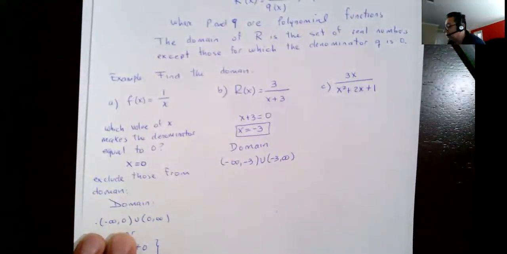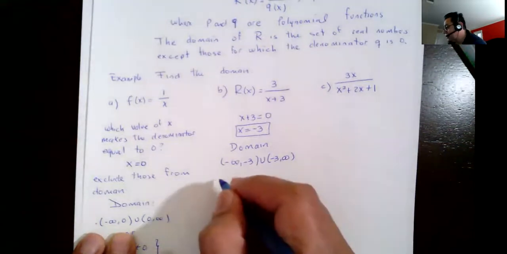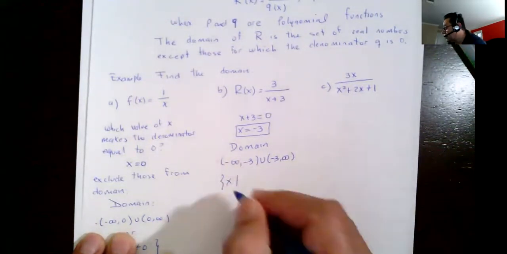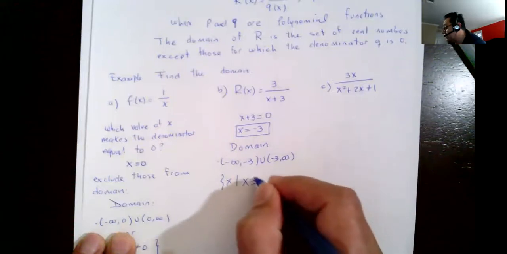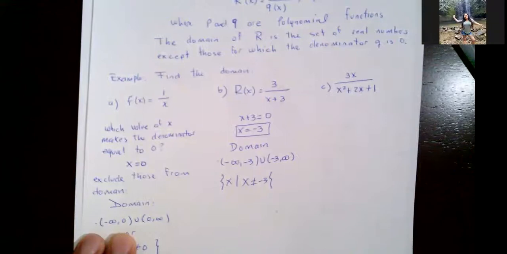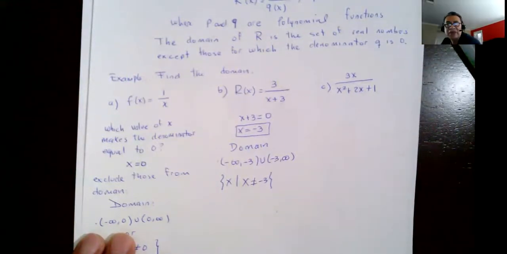Ready? If you want to write the answer in set builder notation, you can also write it. That would be for all x such that x is different from -3. So that would do it. All right? Okay, so it seems that we're okay so far.